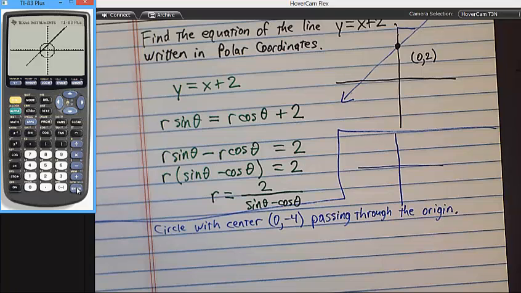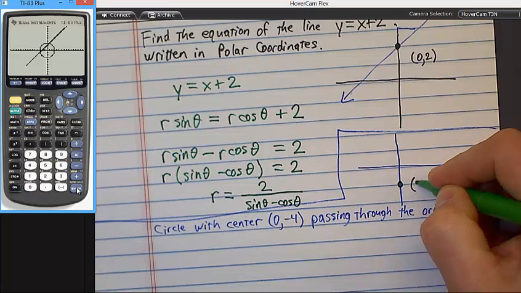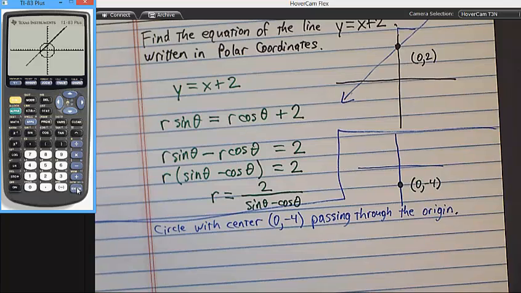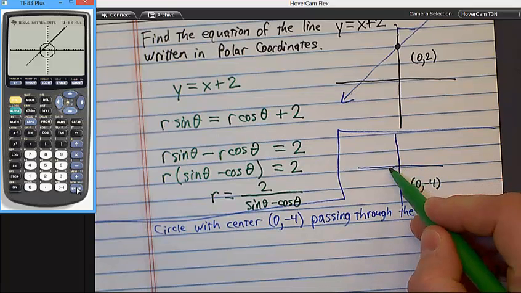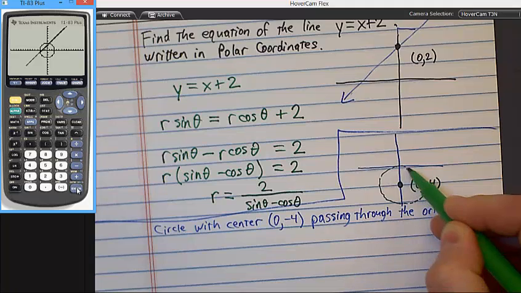So the fact that the center is 0, -4, let me plot this point down here and call this point 0, -4. That's the center. And so if it passes through the origin, it's this kind of a picture I'm looking at.